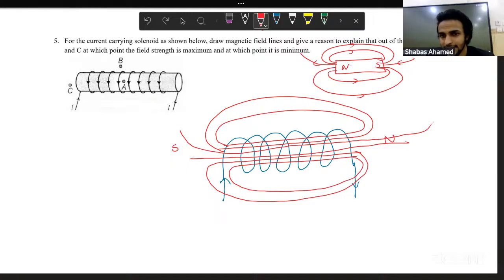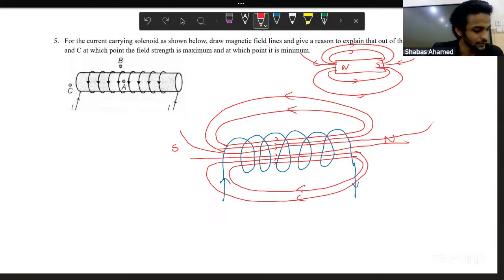So here the direction will be from north to south. You know the magnetic field lines originate from the north pole and terminate at the south pole, so the direction will be like this. Understood? But inside, since they form a closed loop, inside it will be opposite. You know that in the case of a bar magnet, right?